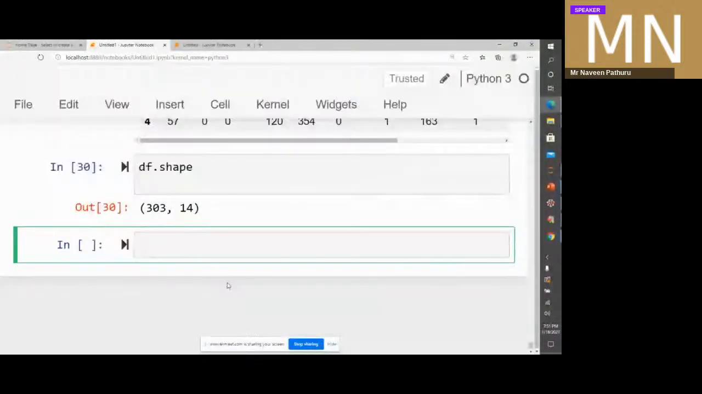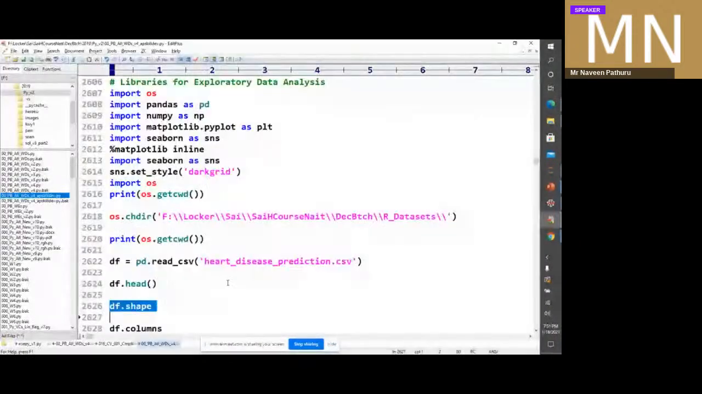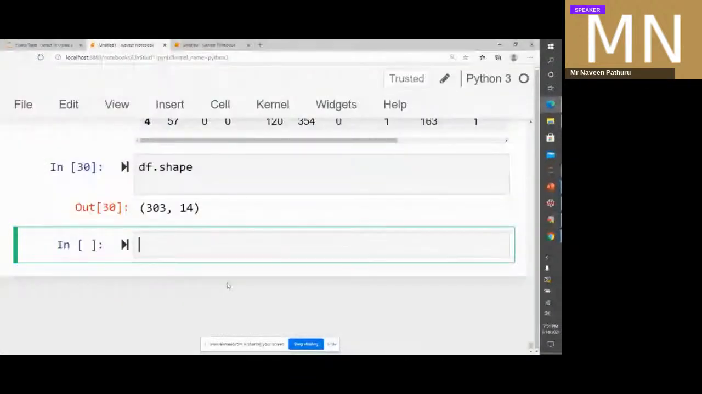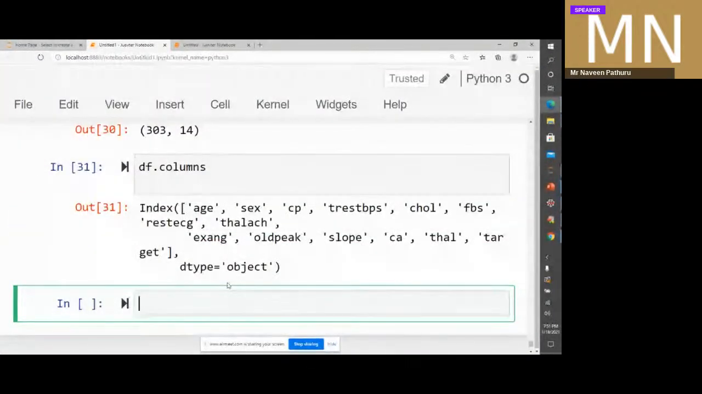Okay, sorry about that. I think maybe I rushed a little bit. So if you ask the data frame, what are your columns? These are the columns.